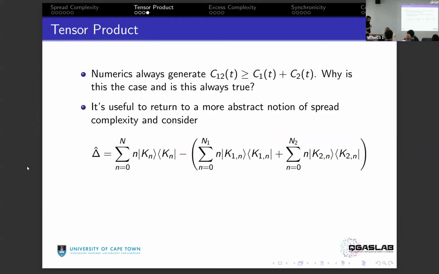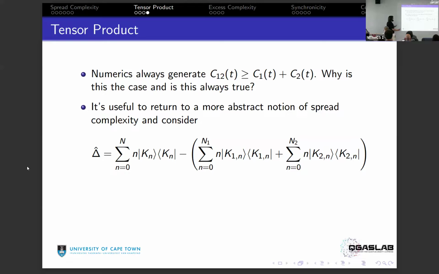So it turns out that even though this seems like the more simple question to ask, that I have this complexity of the time evolved reference state, and this always appears bigger, it's actually better to ask the more general question. I have a complexity operator for the combined system, and I subtract off the complexity. This is some operator. Again, I've omitted some tensor product of the identity, and that identity you can resolve in terms of Krylov basis as well.